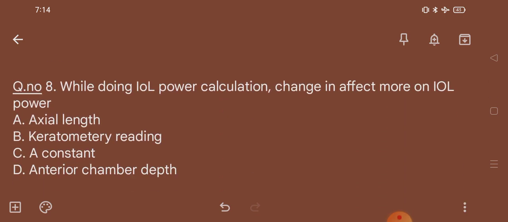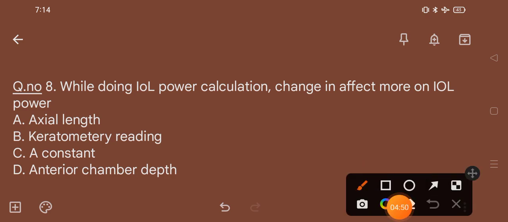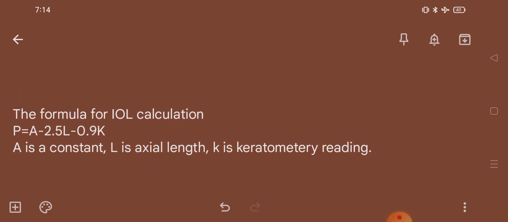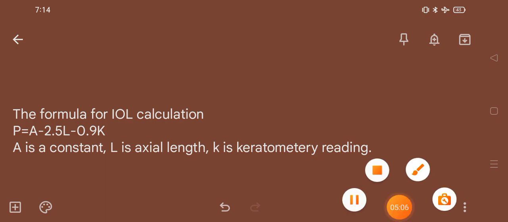Now question number 8. While doing IOL power calculation, change in which effect more on IOL power? Option A, axial length; option B, keratometry reading; option C, A constant; option D, anterior chamber depth. The correct option is option A, that is axial length. The formula for IOL calculation: P is equal to A minus 2.5 L minus 0.9 K. A is a constant, L is axial length and K is keratometry reading.